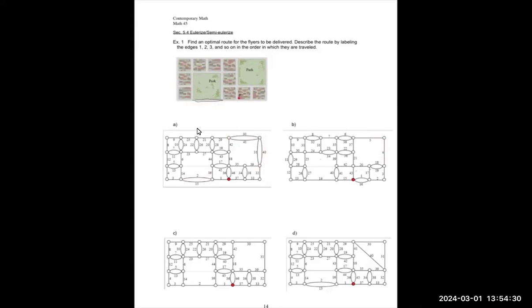So for this problem, I'm going to say we are walking around the perimeter of the park. We're not walking through the park. We're walking around the perimeter of the park, handing out these flyers. Also, it says find an optimal route for the flyers to be delivered. I'm going to add that we start and end at the same point, because I feel like this problem just isn't as clear as it should be. So to make some clarity.